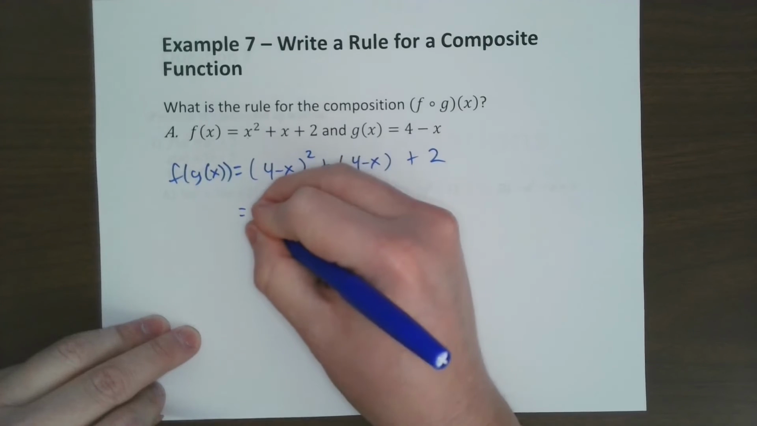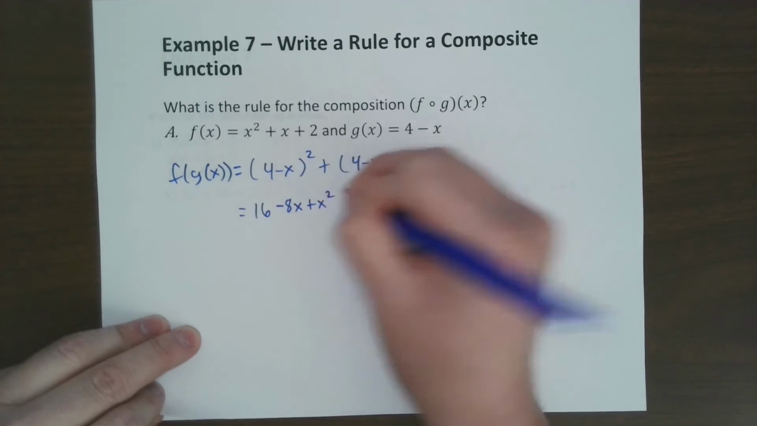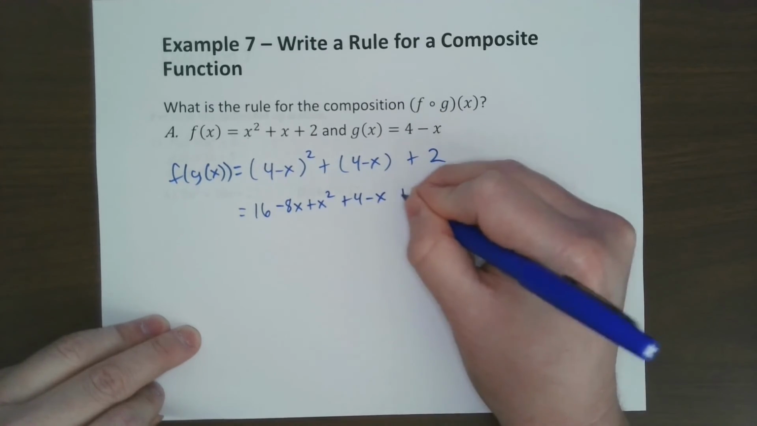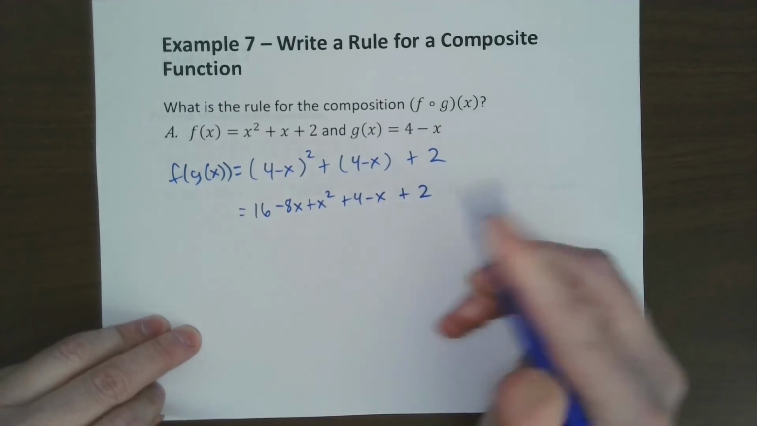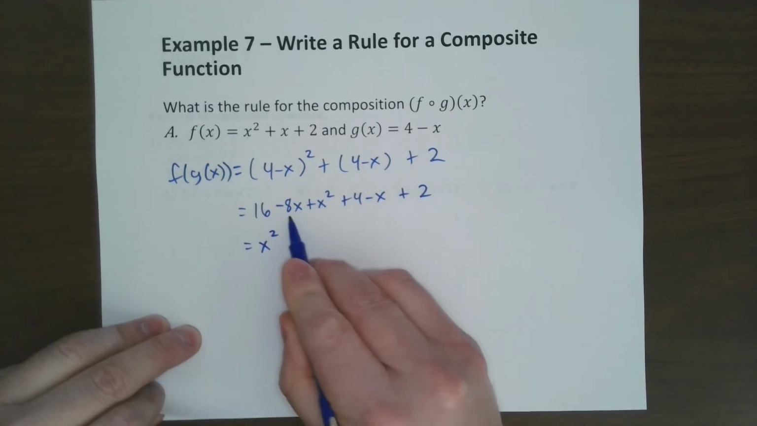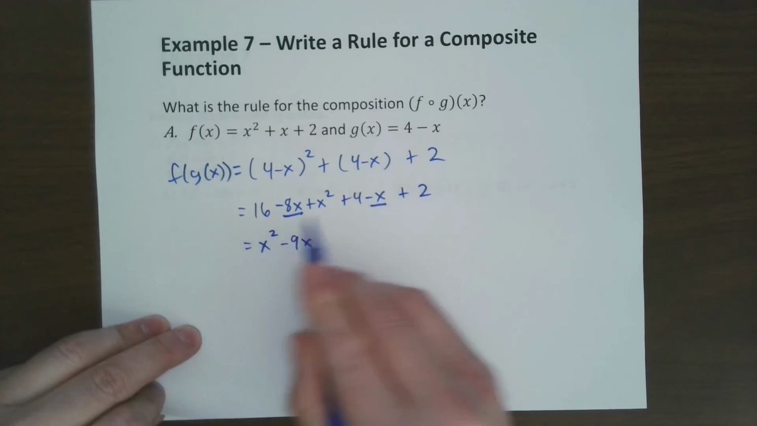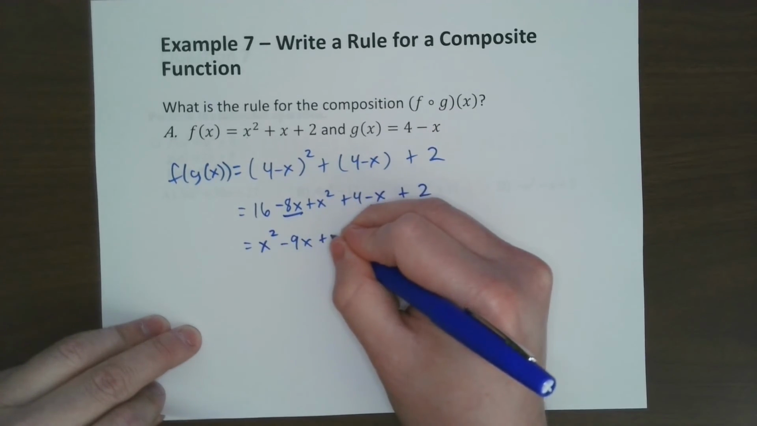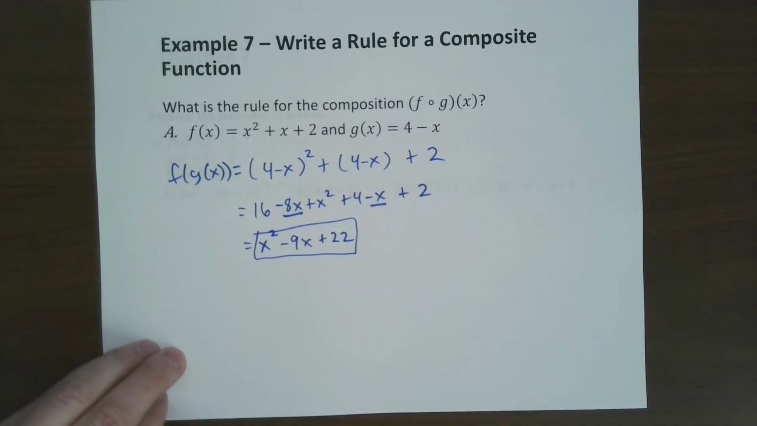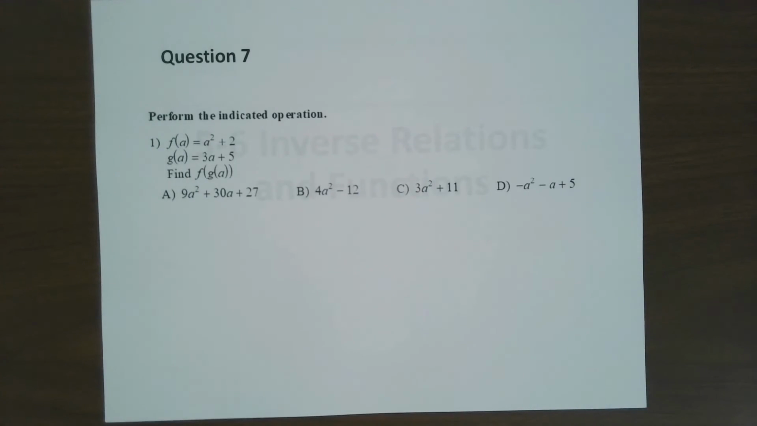And now we clean this up. So 16 minus 8x plus x squared plus 4 minus x plus 2. Now clean this up, write in standard form. So x squared, how many x's do I got? I got that one and that one. So negative 9x, 22. And we're done. That's it. No factoring, no nothing. Go ahead and try this problem.